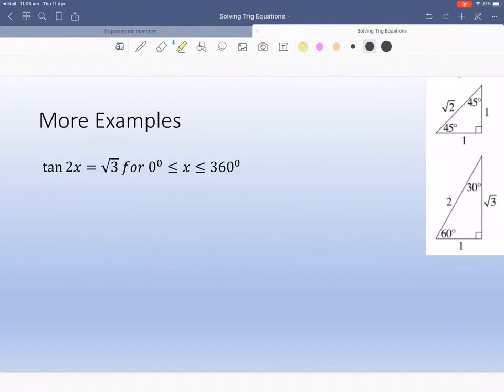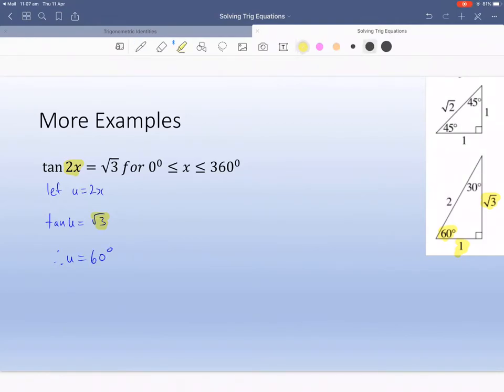Okay, so the issue is that we have 2x here. So what I'm going to do is let u equal 2x, so that what I've got is tan u equals root 3. Now I've got these triangles, and I can see that 60 degrees will be the answer for u, because opposite over adjacent, which is tan, is root 3 on 1, which will reduce down to root 3. So therefore u equals 60 degrees.